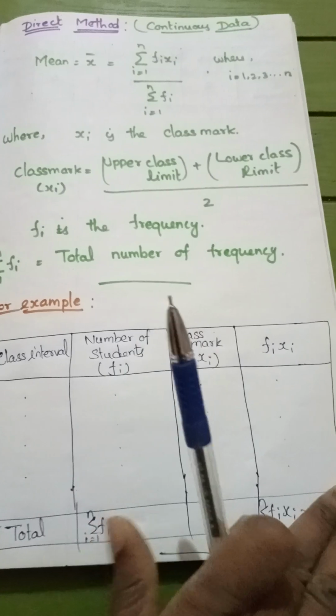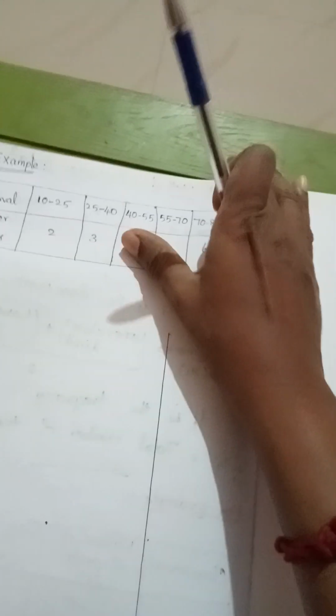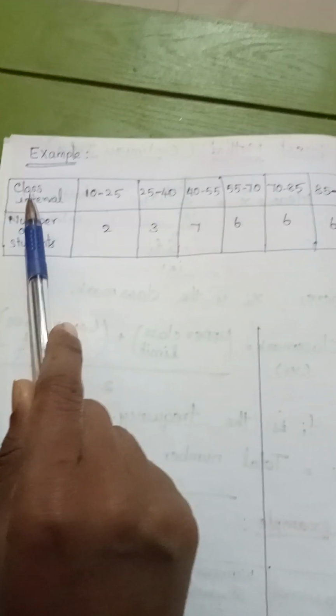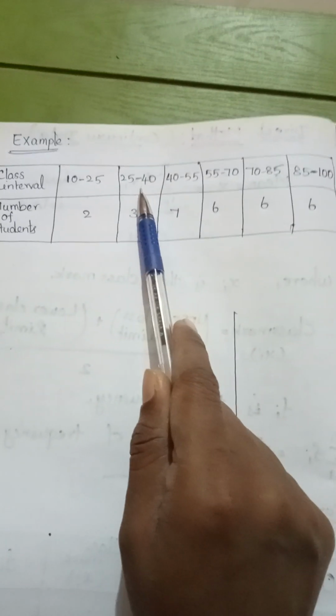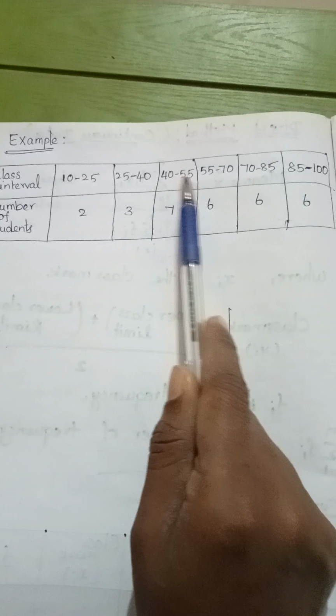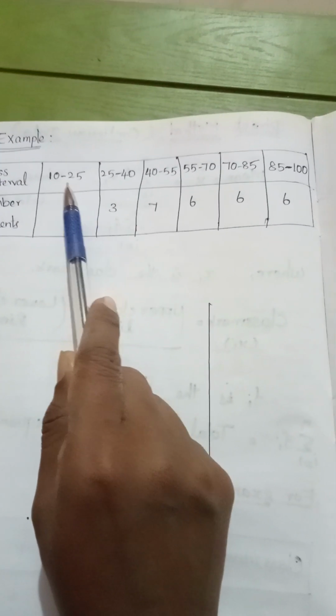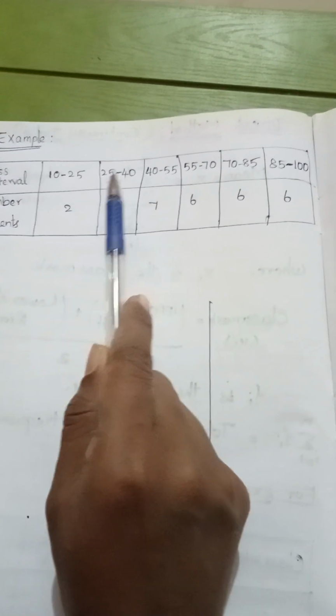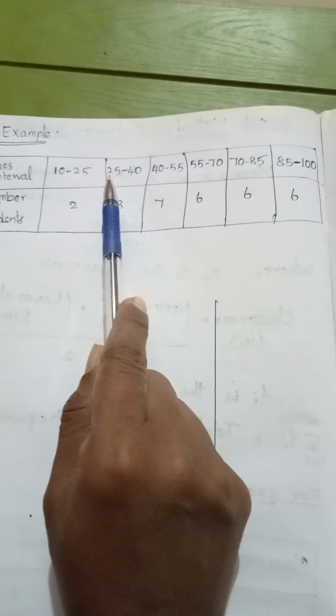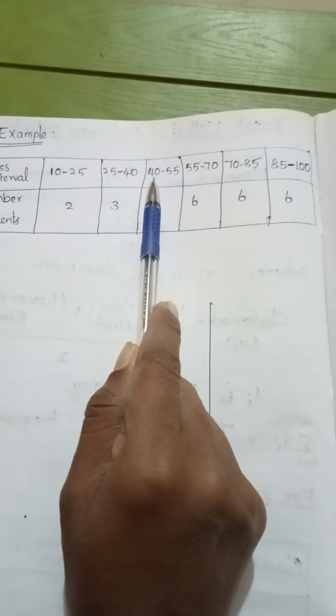This is continuous data. Example, problem 1: class intervals 10 to 25, 25 to 40, 40 to 55, 55 to 70, 70 to 85, 85 to 100. See the table. This class ends with 25, which means the next interval starts from the same number 25. This one ends with 40, and the next starts with the same 40. So the class interval is correct.